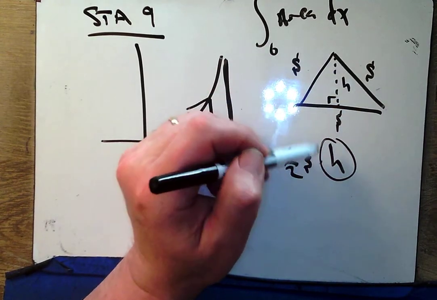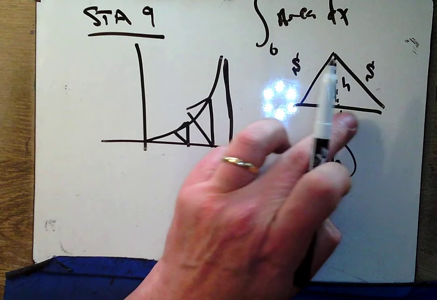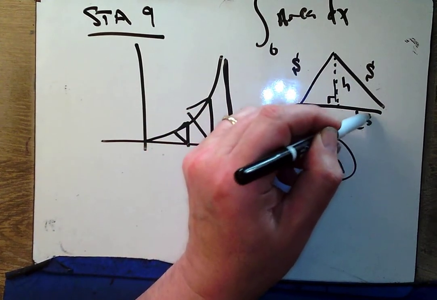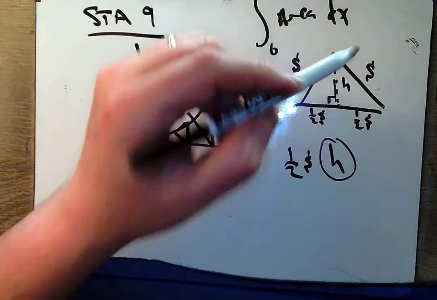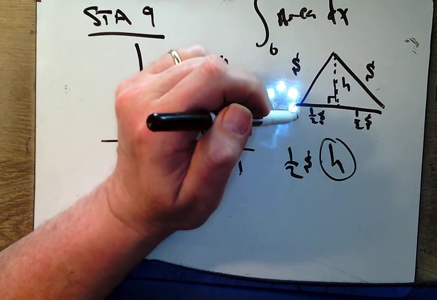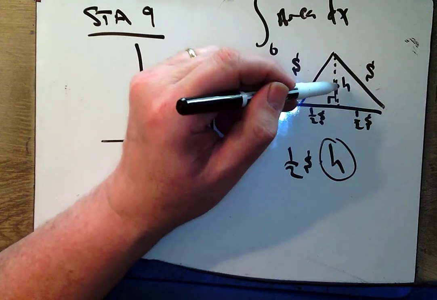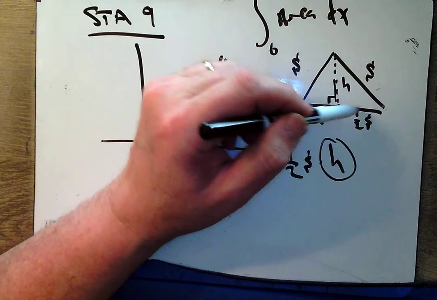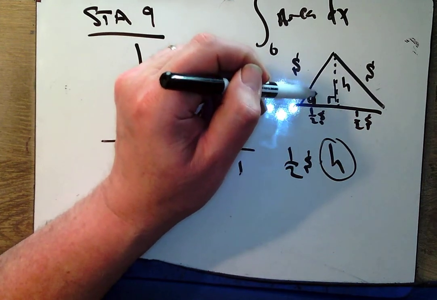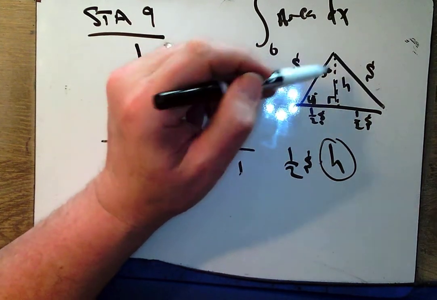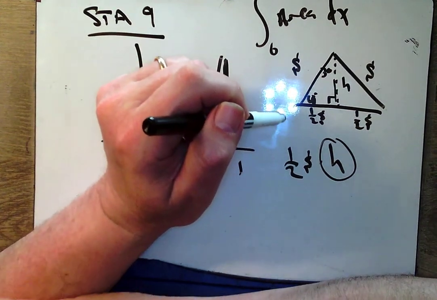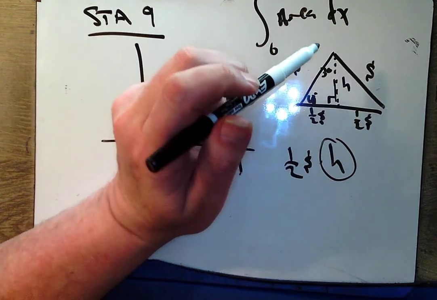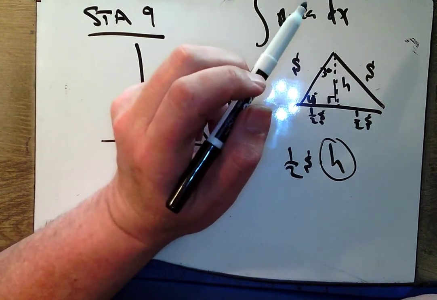Well, there's a couple of ways to do this. One is, if I draw this altitude, that means that this is 1/2 s and this is 1/2 s. Now, at this point, I could do this a couple of different ways. I could use the Pythagorean theorem to find h. I could say, oh look, this is an equilateral triangle, therefore this is 60 and 30, and I could use my 30-60-90 shortcut, or I could even use trig to find h.